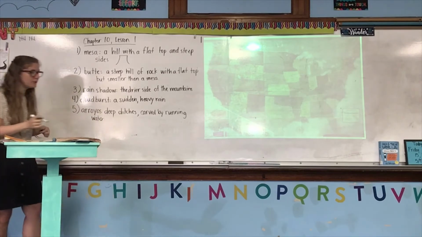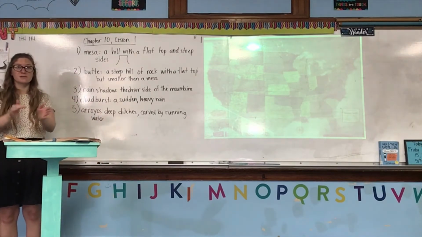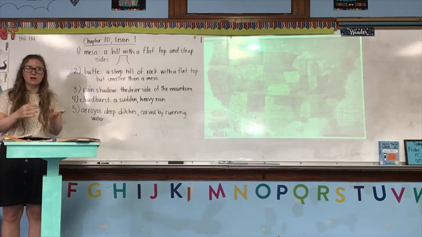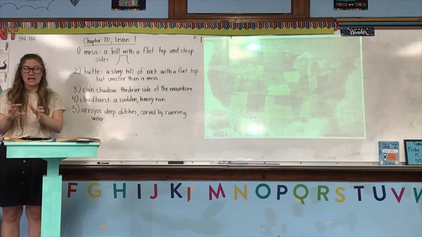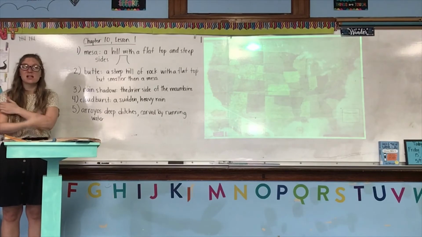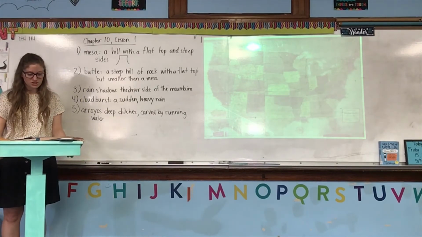So they're not quite riverbeds, because riverbeds are carved by a river that was there for a long time, whereas arroyos are carved by that running water, usually from those cloudbursts. So that means that water's not there all the time, like in a riverbed. But there is enough of it, and it is there often enough that it was able to carve a deep ditch over time.